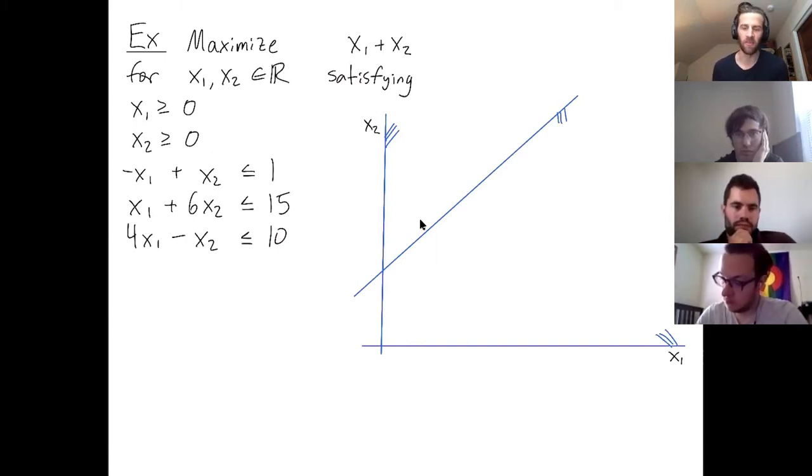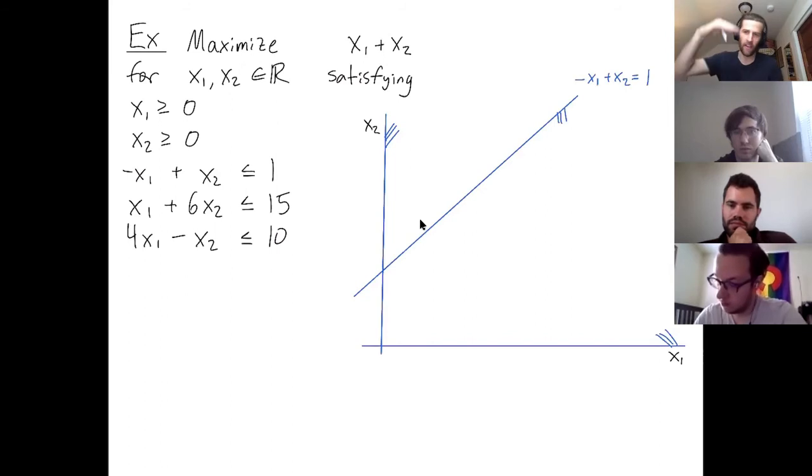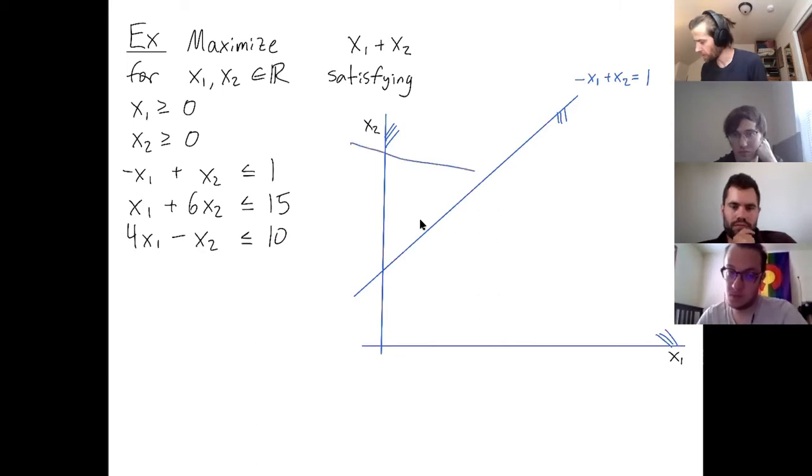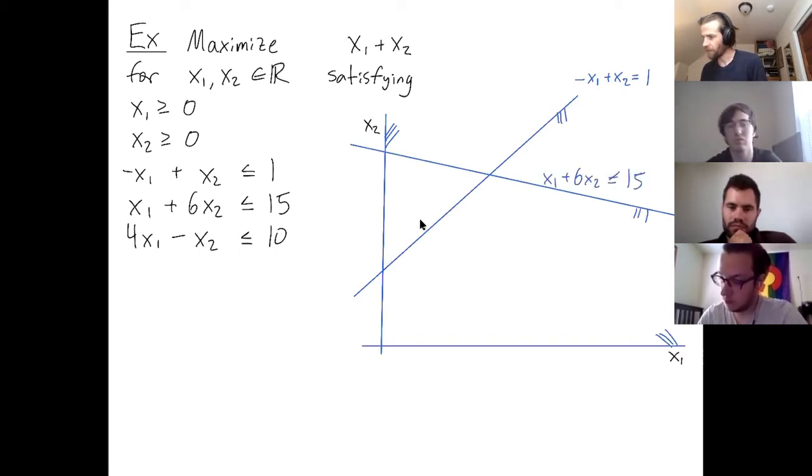Negative x1 is bounded from below. Negative x1 is bounded from above, so we should also be to the right of that line. The line itself is negative x1 plus x2 is equal to 1. And then all things below that line are less than or equal to 1. All right. x1 plus 6x2 is at most 15. That looks something like the following. And then finally, we have 4x1 minus x2 is at most 10. That looks something like this.